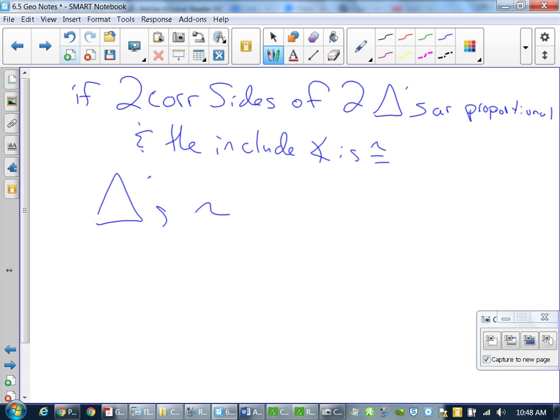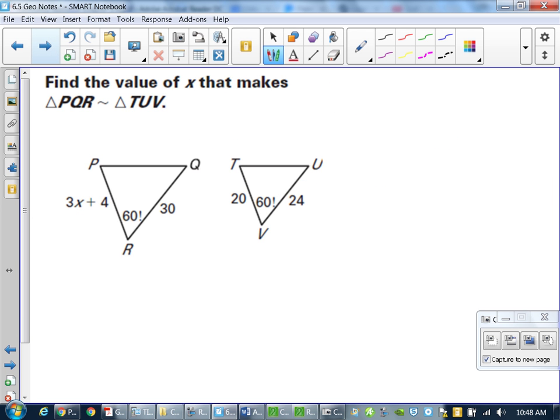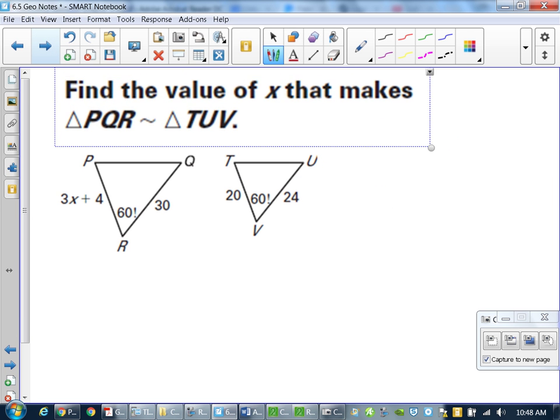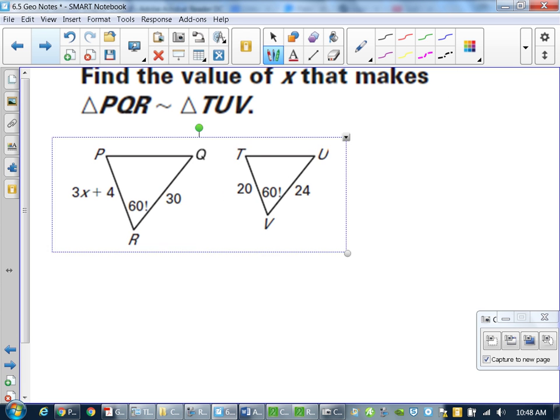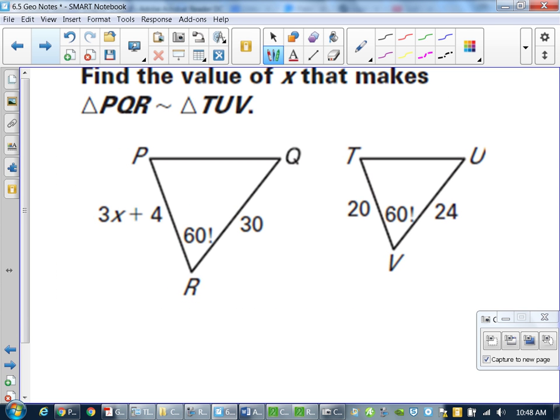Let me show you what this looks like. Same deal. Find the value of x that makes those 2 triangles proportional, or makes them similar. Find the value of x that makes the triangles similar. Notice how they give you that similarity statement.